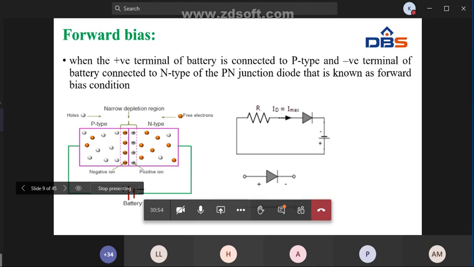So this is the equivalent circuit of the PN junction diode. In the forward bias condition, the diode contains some internal resistance. So this is the internal resistance of the diode, and it has a battery, right? So this is the internal circuit of the PN junction diode. In the forward bias, the positive terminal of the battery is connected to p-type material and the negative terminal of the battery is connected to n-type material. Clear?